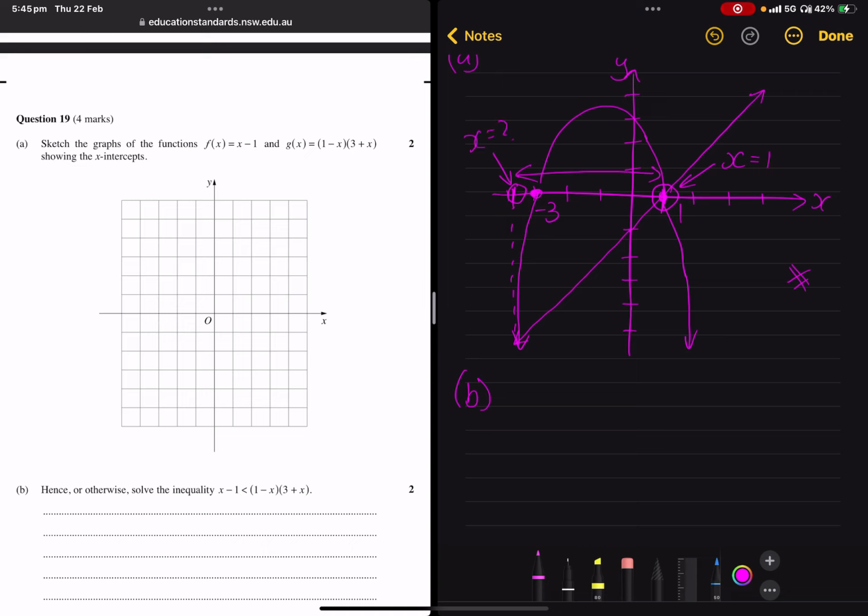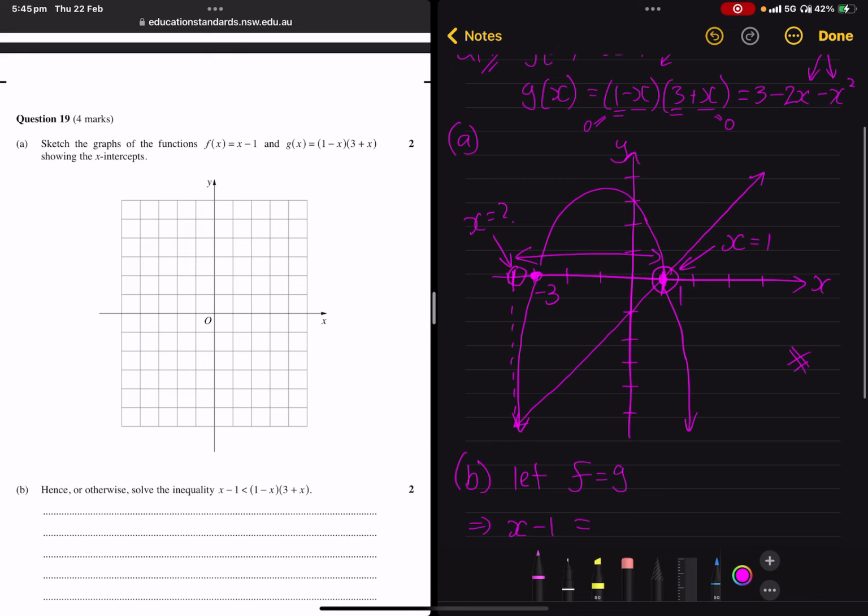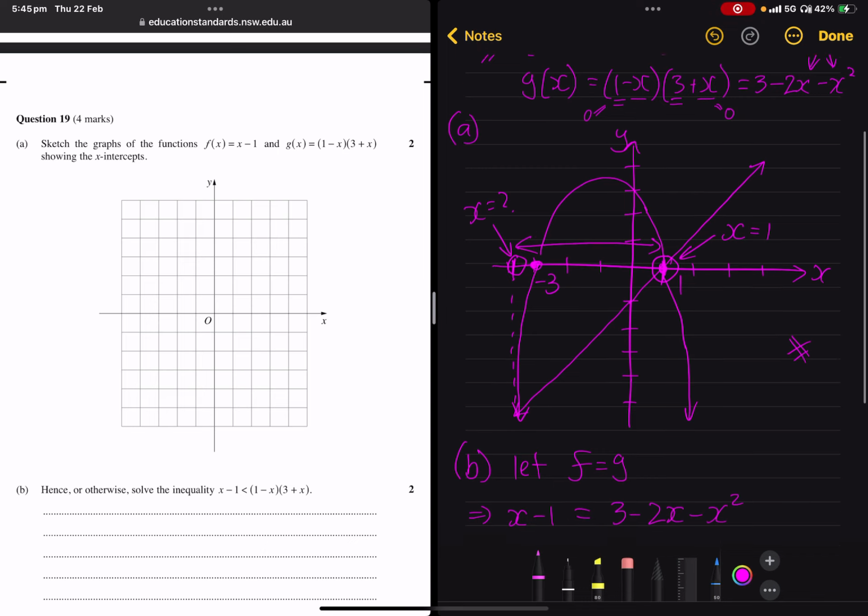The solution to part B is going to be between the lower one and the upper one, not including them. Including them is when they'll be equal. So x minus 1 will be equal to the quadratic, but not less than. So we need to set these equal and solve. So we need to let f equal g. This gives us x minus 1 is equal to 3 minus 2x minus x squared.